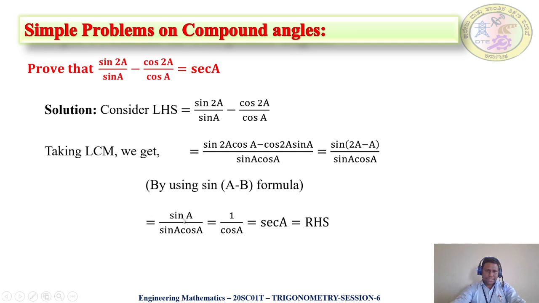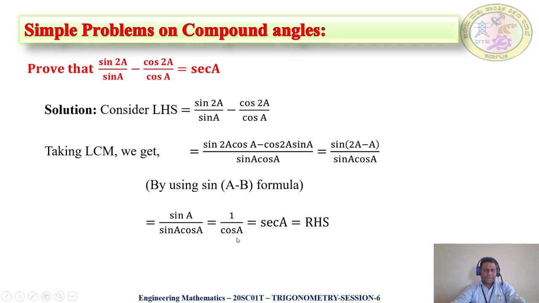So it becomes sin A whole divided by sin A into cos A. Sin A gets cancelled. It remains with 1 divided by cos A, and 1 by cos theta is secant theta. Therefore 1 by cos A is secant A, and that is the required RHS. Each problem is different. We have taken the LCM, used the sin of A minus B formula and then simplified. When 1 by cos A remained, the answer we needed was secant.